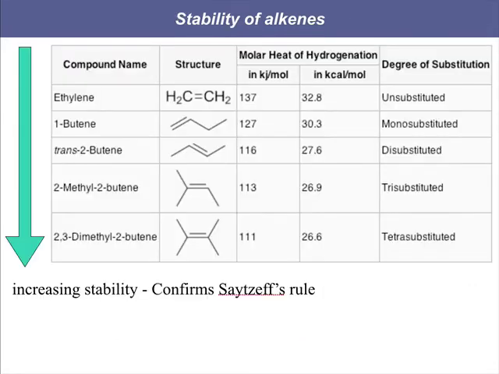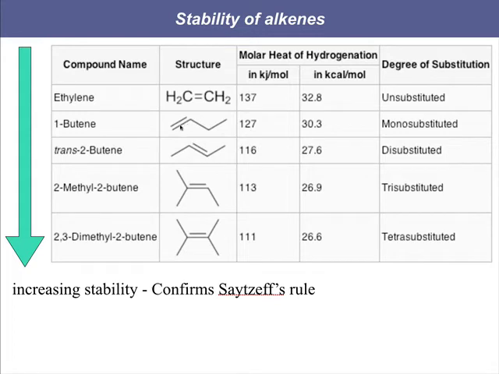Also a reminder that alkenes increase in stability as they become more substituted, meaning as they have more carbon groups on them. Here's a double bond with no carbon groups on them, only hydrogens. We call that unsubstituted, and this molecule releases 32 kcals per mole, nearly 33 kcals per mole, when you hydrogenate that, when you remove the double bond.